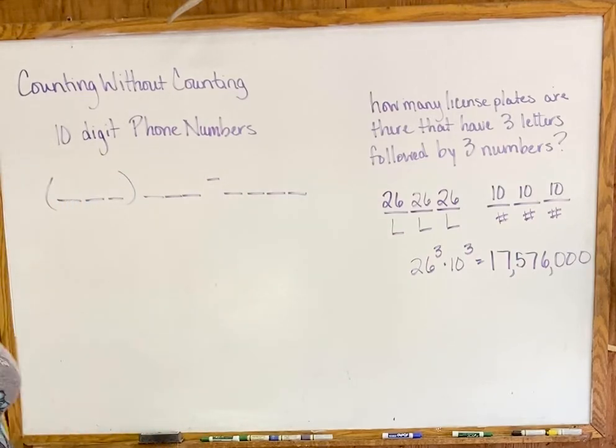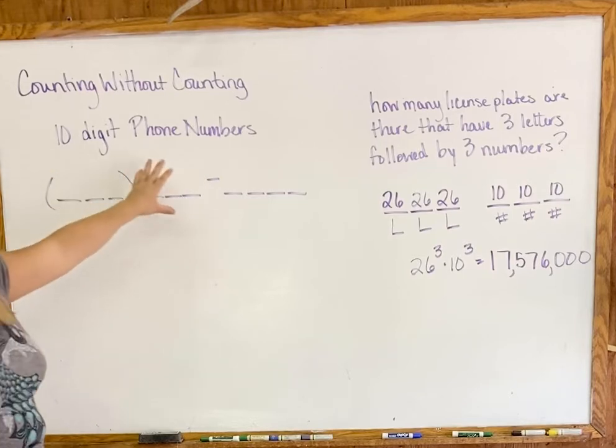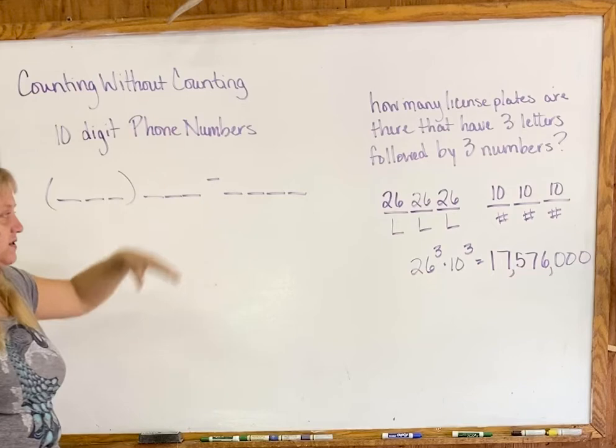So how many 10-digit phone numbers are there? All right, so when we look at phone numbers, we have an area code, then the first 3 numbers, then the last 4 numbers.